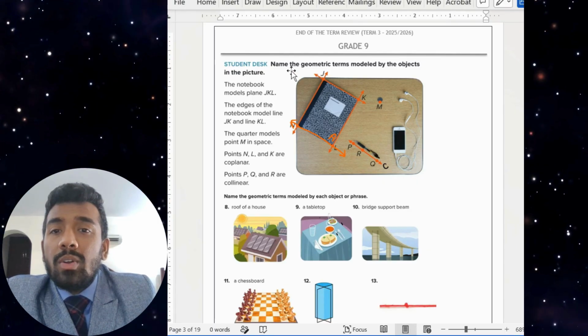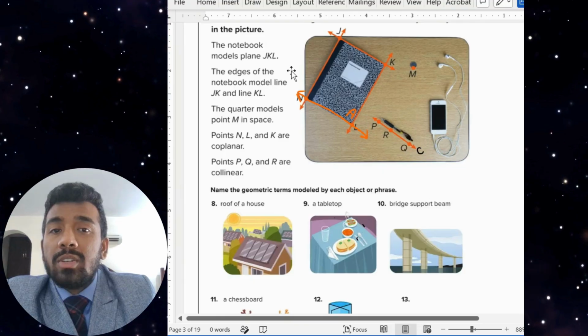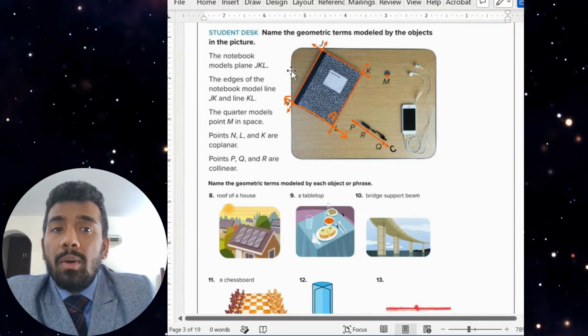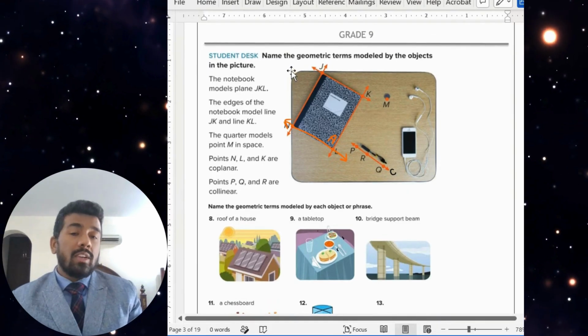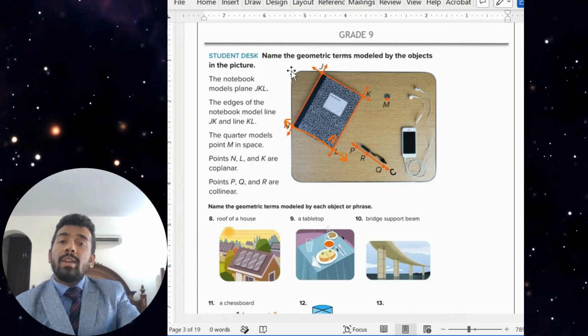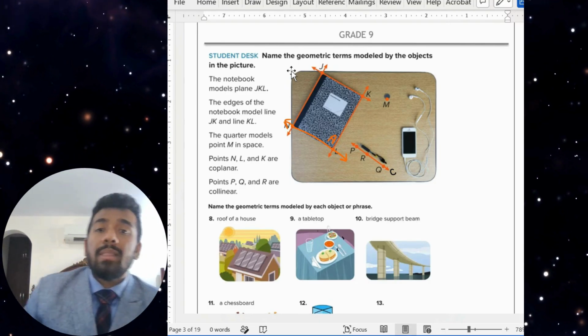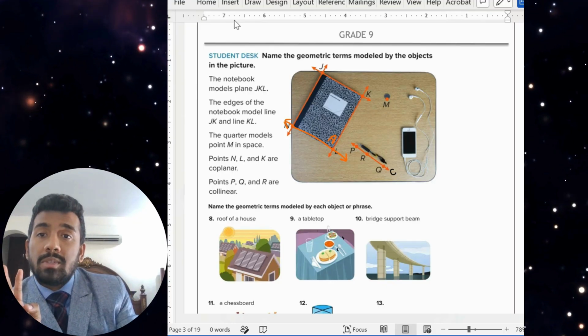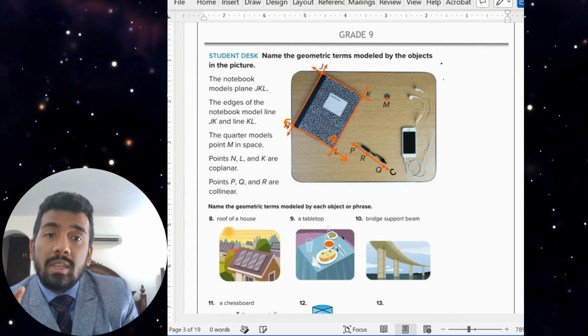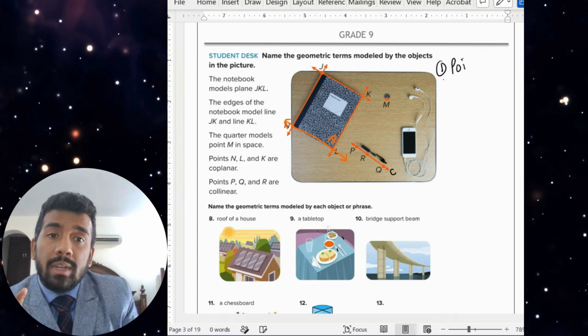Okay, so let's go to the first question over here. What do we talk about? We talk about naming the geometric terms modeled by the objects in the picture. Now, when I talk about geometric terms, there are basically three types. The first type of geometric term is called a point.